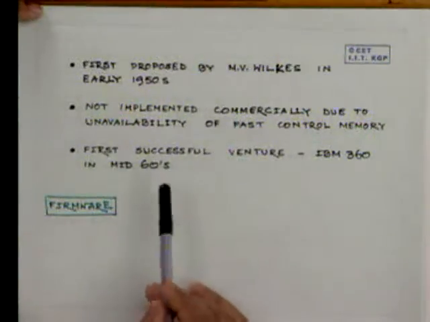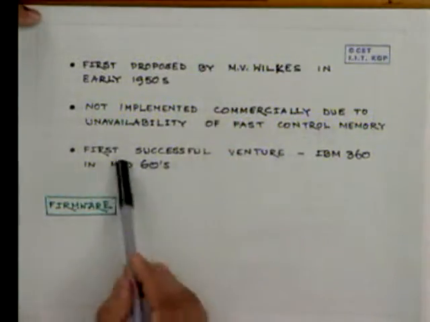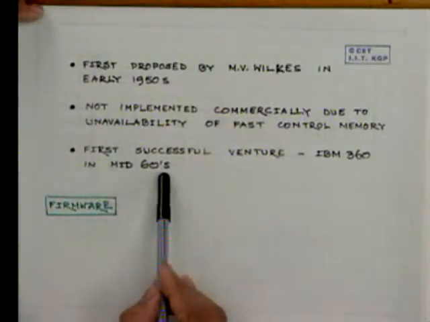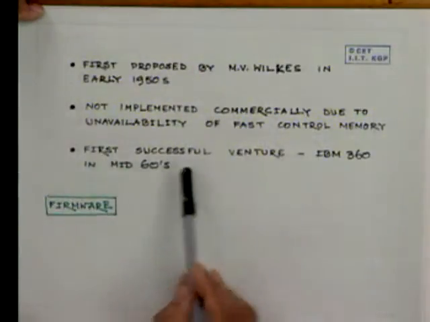Till the mid 1960s, the contemporary technology could not give very fast control memory. Therefore, though the idea was very promising, the implementation was not there till IBM announced the IBM 360, a very successful machine, in the mid 60s. Since then, the microprogram control unit turned out to be very popular, and many machines, including very modern machines of today, use microprogram control memory, right?